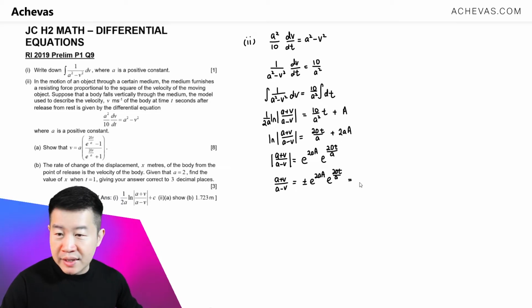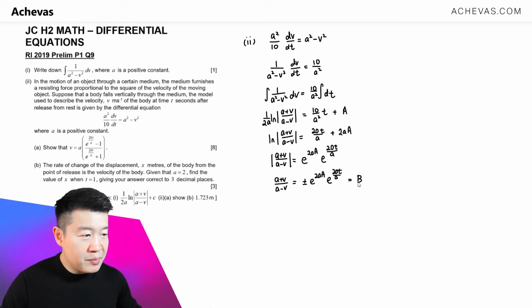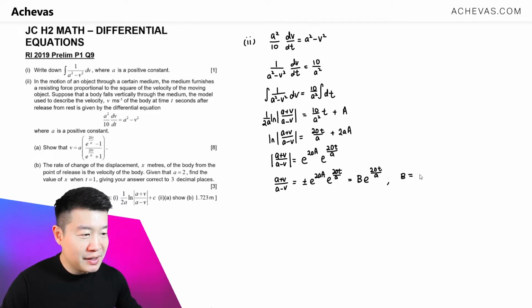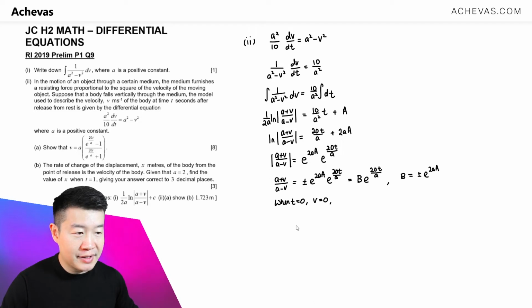And I'm going to rewrite this as B e to the power of 20t over a, where it is pretty obvious, but B here is going to be representing our plus minus e to the power of 2aA. So this is a better arbitrary constant to be working with instead of this. And now I'm going to do the substitution, which means that when t is equal to 0, v is equal to 0 because the object is released from rest.